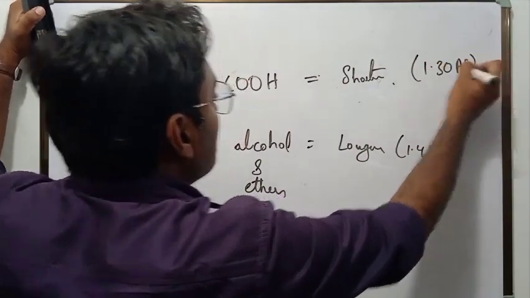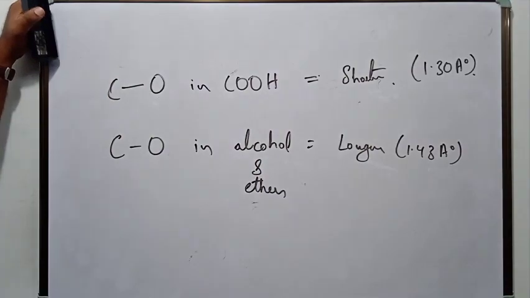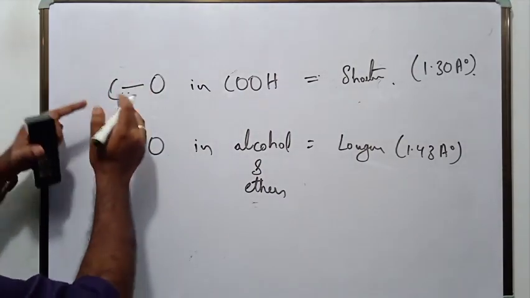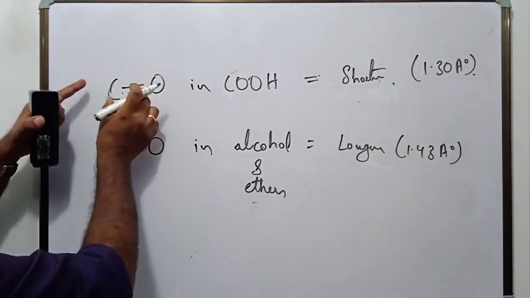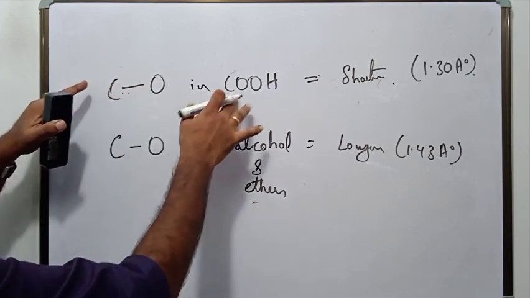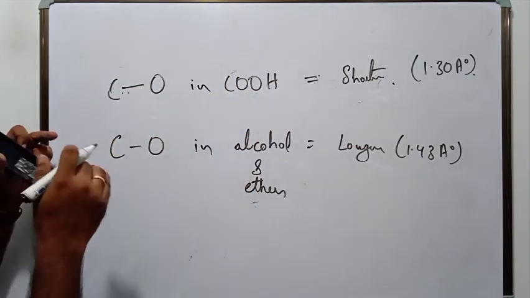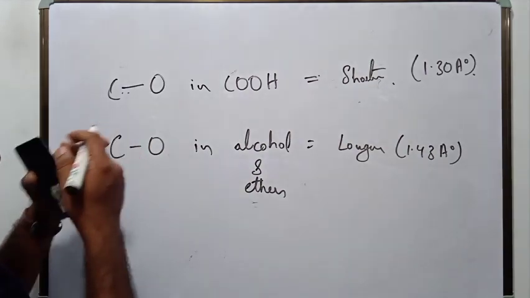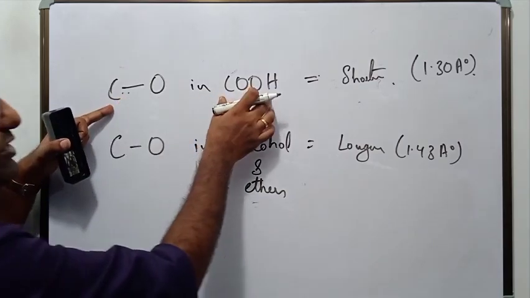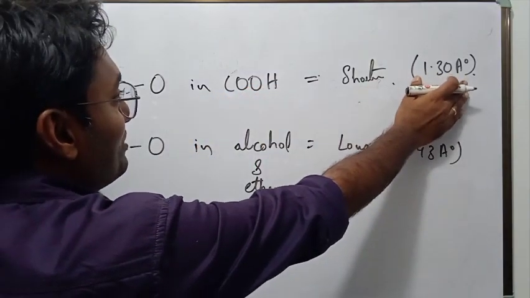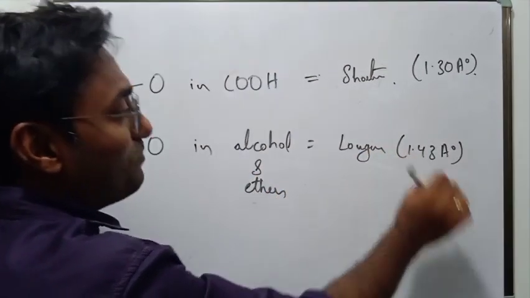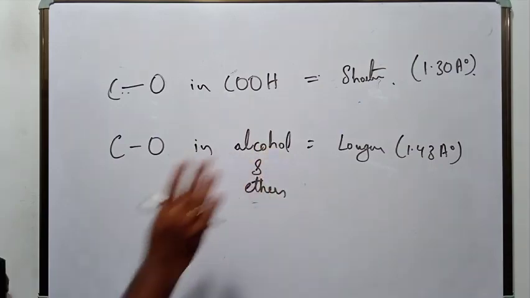Why is this shorter? Because this is a 1.5 bond. The resonance hybrid structure has a 1.5 bond. So that's why this bond is intermediate. There is no single bond. Carbon oxygen single bond in COH doesn't exist. It is always between sigma and pi. It's an intermediate character. So it's a 1.5 bond. That is shorter in carboxylic acid. How much short? 1.30 Angstrom. And it is longer in alcohol and ether. How much? 1.43 Angstrom in alcohol and ether.